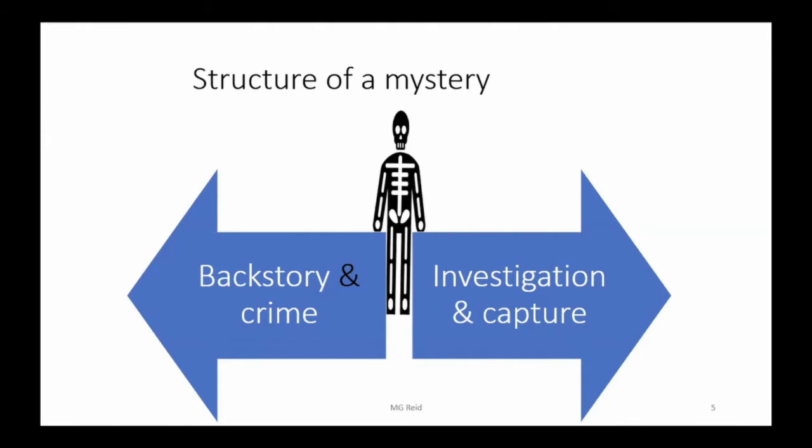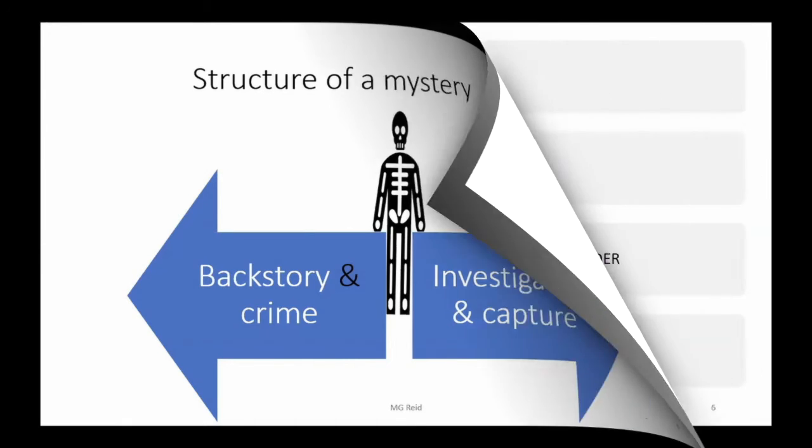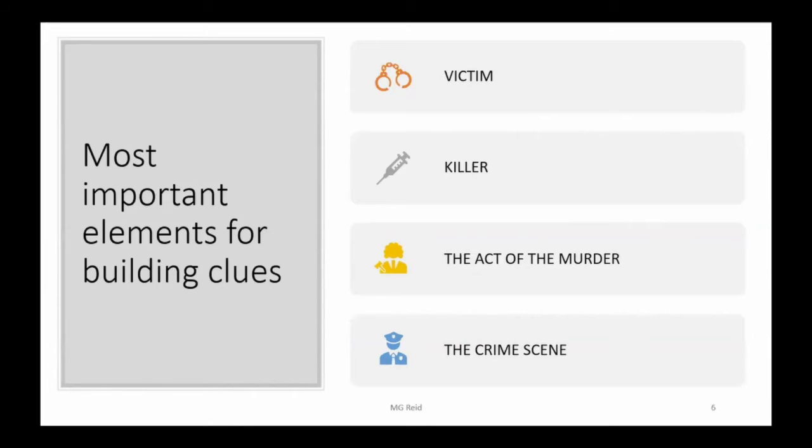So he's going to be going from the investigation arrow, sneaking around the back and starting to look at the backstory and the committing of the crime. So the most important elements for building your clues are these 4 items: victim, killer, the act of the murder, and the actual crime scene.